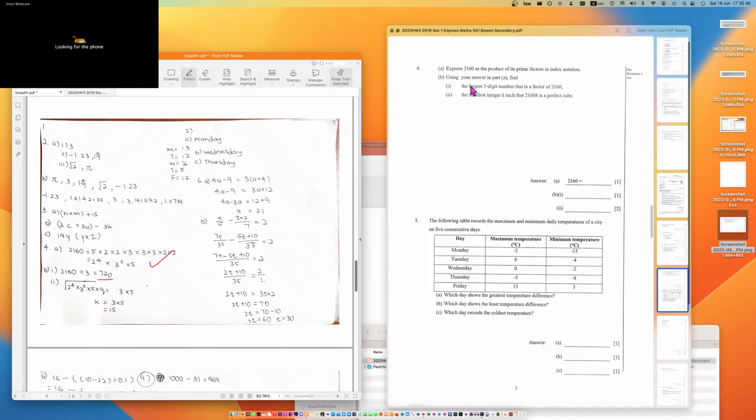Okay, so it seems like you have a problem with this largest 3-digit. What they want you to do is get the largest 3-digit number that is a factor of 2160. You have this, right? So you just mix and match.